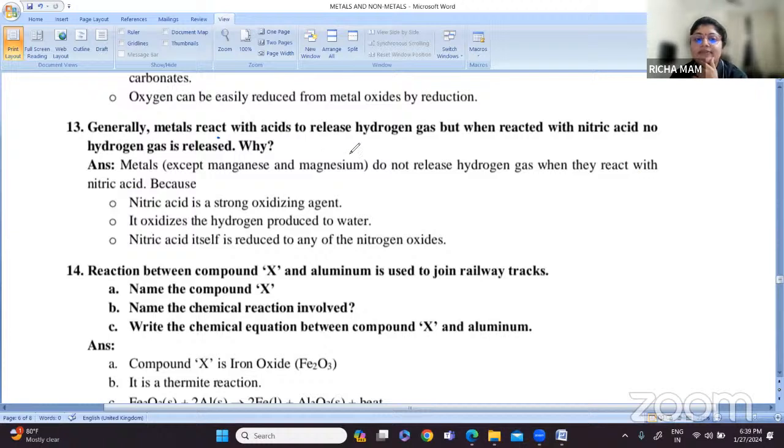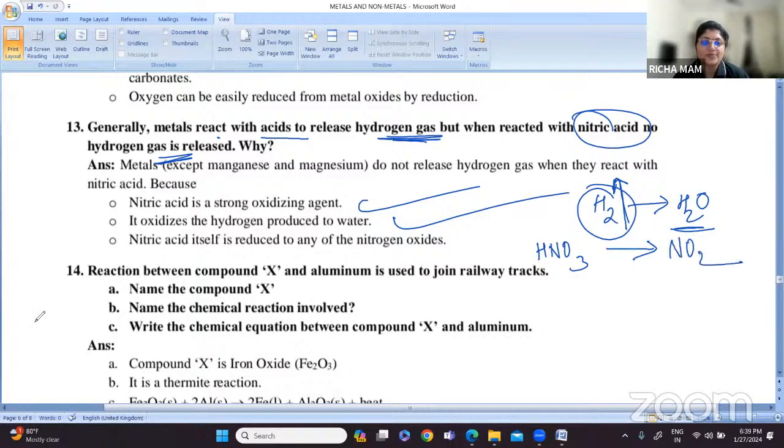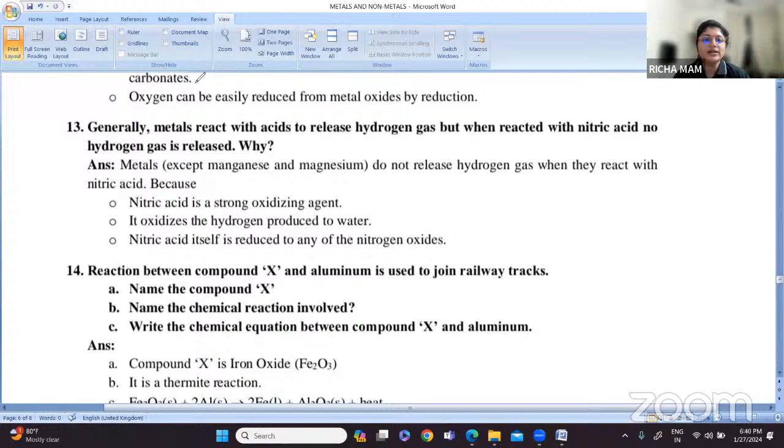Other metals react with acids to release hydrogen gas. But when other metals react with nitric acid, they do not produce hydrogen gas. So these are the reasons. Firstly, it is a strong oxidizing agent. Secondly, hydrogen itself will undergo oxidation and form water, so the hydrogen gas won't be liberated. And the third reason is that nitric acid itself will undergo reduction and form its nitrogen oxides. It will be reduced to its oxide.